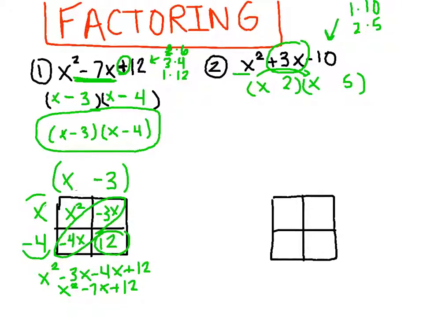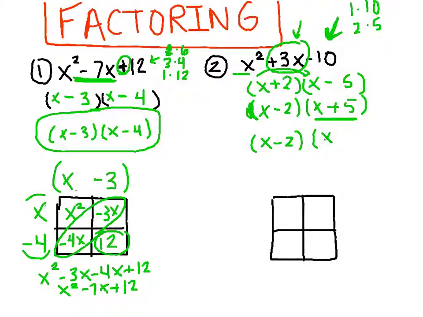Now this is the tricky part, these symbols. This negative 10 means that one number has to be positive, one number has to be negative. So we can either have x plus 2 times x minus 5 or x minus 2 times x plus 5. And if you FOIL each one of these, you can find out which is the correct solution. But we know that 3x is positive. So that means that 5 needs to be positive. So x minus 2 times x plus 5 is going to be the correct factor.